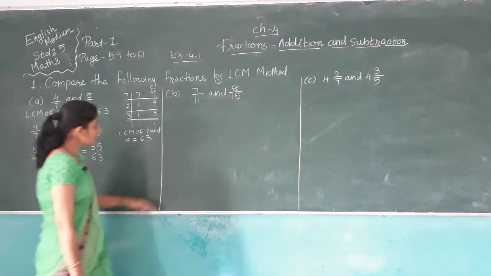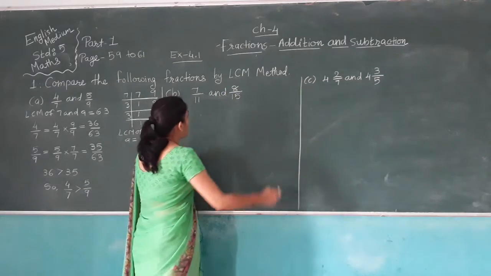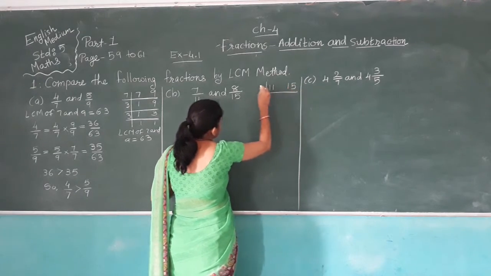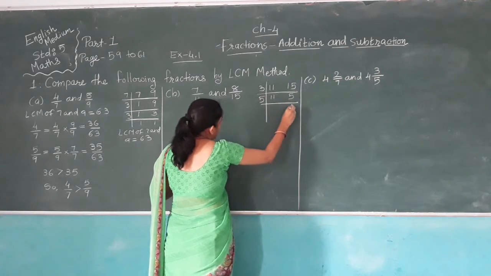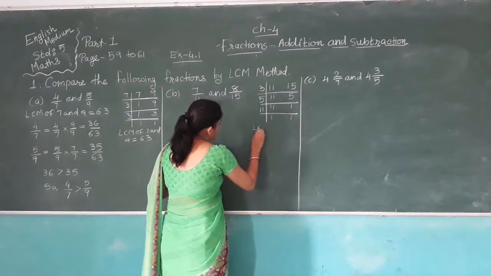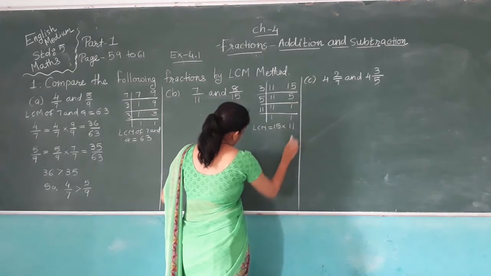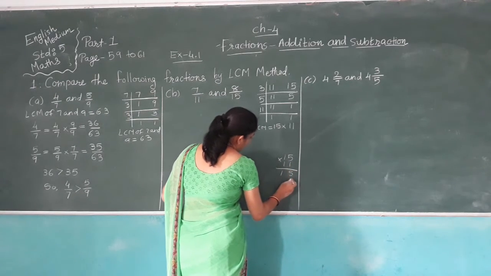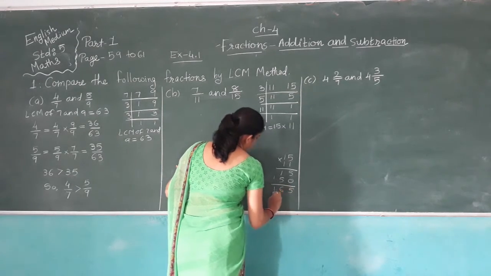Next one. 7 out of 11 and 8 out of 15. First we find the LCM of 11 and 15. 3 fives are 15. LCM is equal to 15 multiplied by 11. 5 ones are 5, 1 one is 1, 0, 5 ones are 5 and 1, 1 one is 1. 5, 6 and 1.